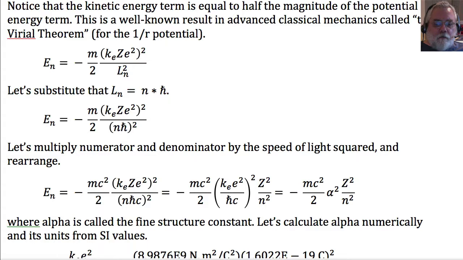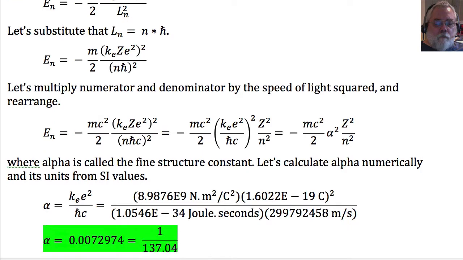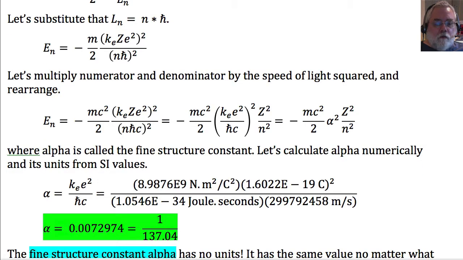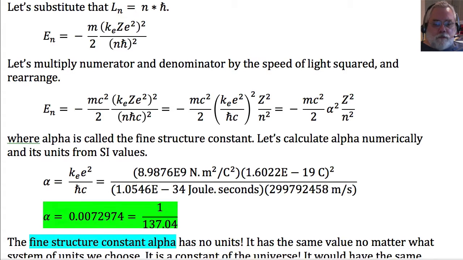Let's calculate the fine structure constant alpha numerically and its units from SI values. If we multiply all the known factors together, we get that alpha equals 0.007297, or 1 over 137.04, and there are no units. All the units cancel. The fine structure constant alpha has no units.